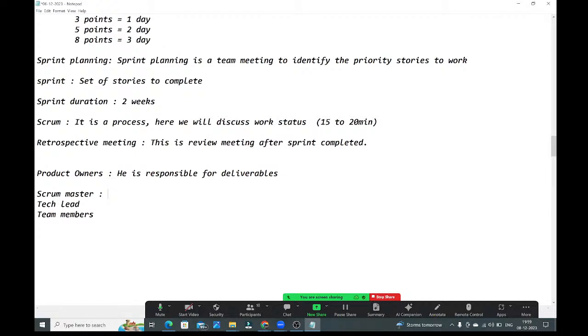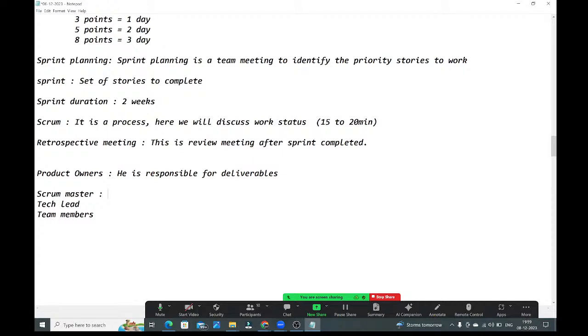We will have the Scrum meeting, so the Scrum Master also will be involved. He will take the updates from the team, guys. What story is assigned on your name? What is the status of that story? How much have you completed yesterday? Today, are you going to finish the story or not? Still, how much time do you require to complete that story?